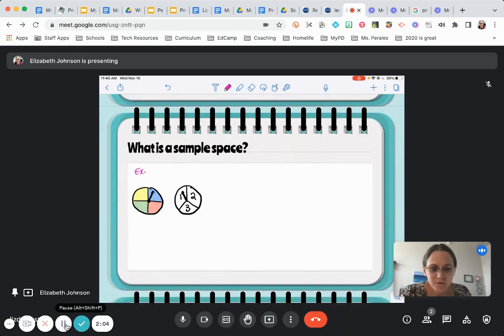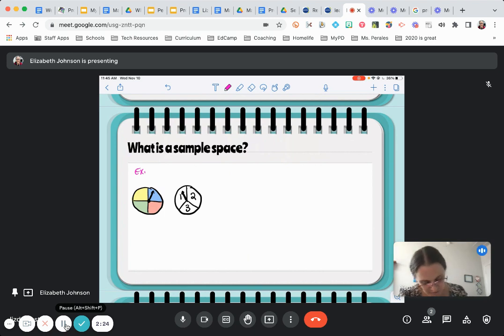So here's another example. This time I have 2 spinners that I'm going to spin, and I want to see how many outcomes I could possibly have here. First, I'm going to spin the spinner with the different colors, and then I'm going to spin the spinner with the different numbers. Why don't you pause the video and see if you can diagram this sample space.